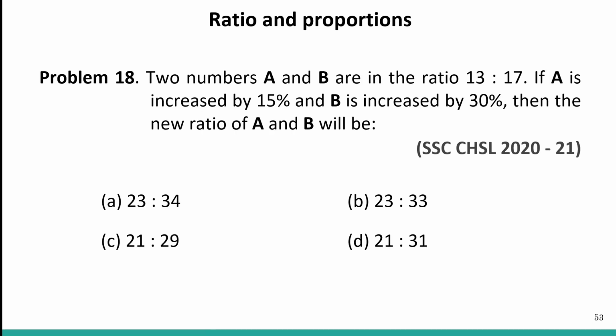So let's see problem number 18. Two numbers A and B are in the ratio 13:17. If A is increased by 15% and B is increased by 30%, then the new ratio of A and B will be what: 23:33 or 23:34 or 21:29.